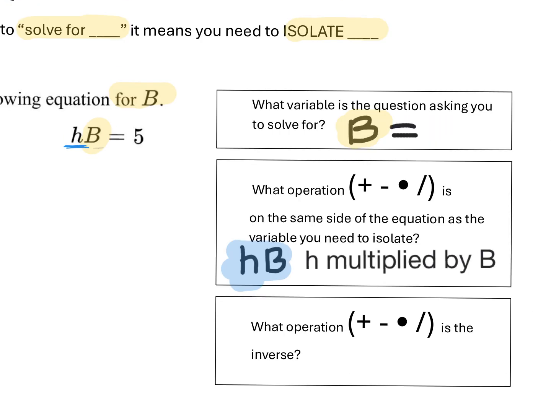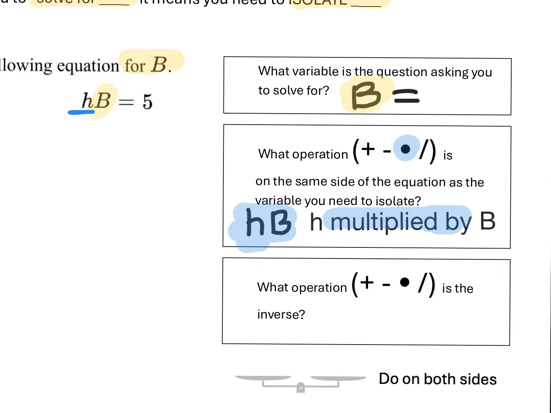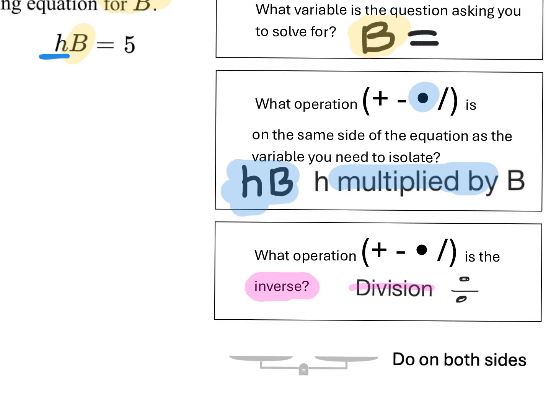And as we've learned in previous activities, when you see two things sitting next to each other, that means multiplication. So this is another way of saying h is being multiplied by b. Now we need to ask ourselves, grab your pink highlighter, please. What is the inverse of multiplication? And the inverse of multiplication is division.